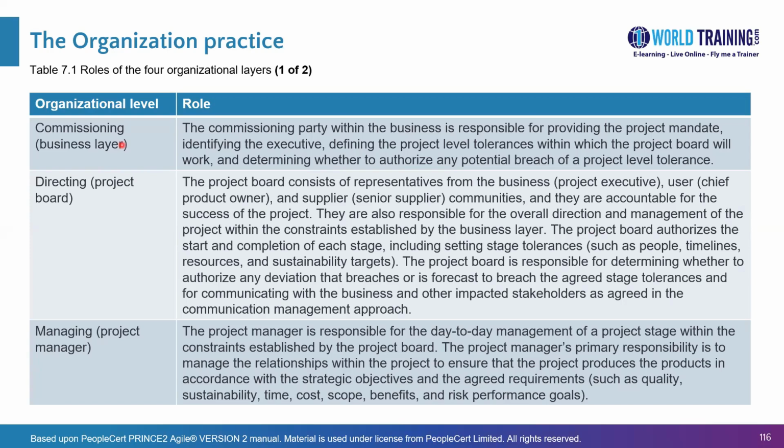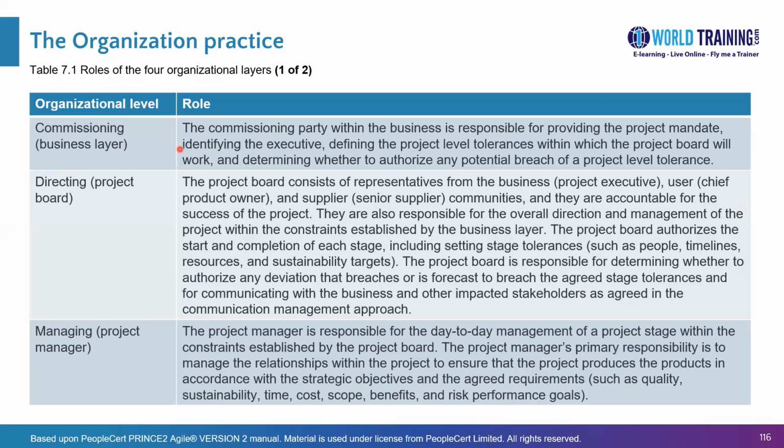That is also known as the commissioning layer. They provide the project mandate as outlined earlier on the previous slide. They also identify the executive for the project. It's one person only. They also define the tolerances for the project, for example, the project duration, cost, and other targets within which the project board will work, which means the business layer or the commissioning layer is indicating the project level tolerances to the project board.